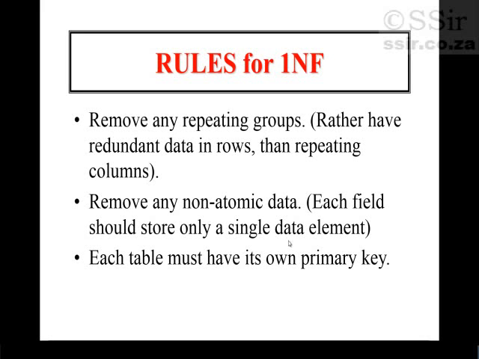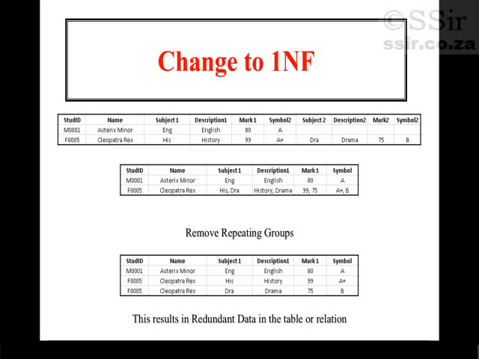The rules for first normal form are to remove firstly any repeating groups. The result, of course, is that we rather have redundant data in rows than repeating groups or columns. We must also remove any non-atomic data, and each table must have a primary key. So in our example, I've reduced the number of records in my database to just 2 because it is sufficient for my explanation this time round.